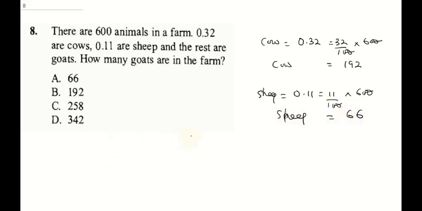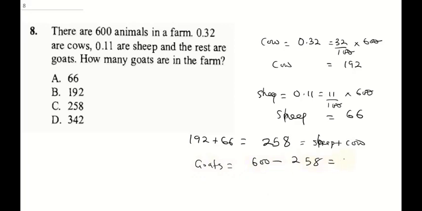Now when you sum this up, 192 plus 66 will give you 2 plus 6 is going to give you 8. 9 plus 6 is going to give you 5. Carry your 1. Then this will be 258. So this is the sum of sheep plus cow. So for you to get your goats will be 600 minus 258, which is going to give us 342.